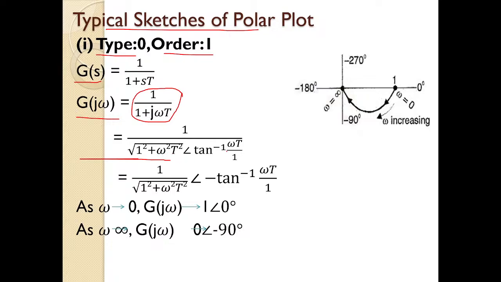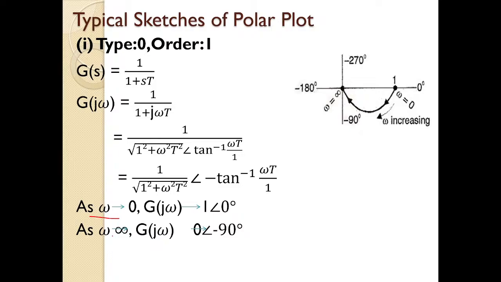What is the angle? Tan inverse of omega t by 1. Now this angle, which is in the denominator, I have sent it to the numerator. Because of that, what will happen? The angle will become negative if it is sent from the denominator to the numerator. So this is our sinusoidal transfer function.